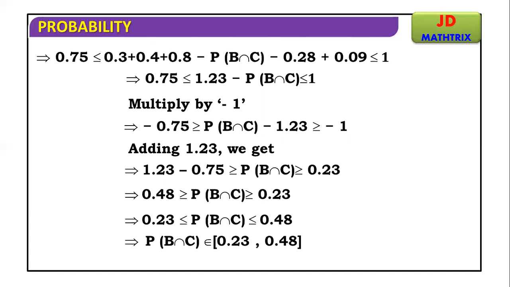So that is 0.48 greater than or equal to P of B intersection C greater than or equal to 0.23. That means 0.23 less than or equal to P of B intersection C less than or equal to 0.48. Therefore, P of B intersection C lies between 0.23 and 0.48. Hence proved.